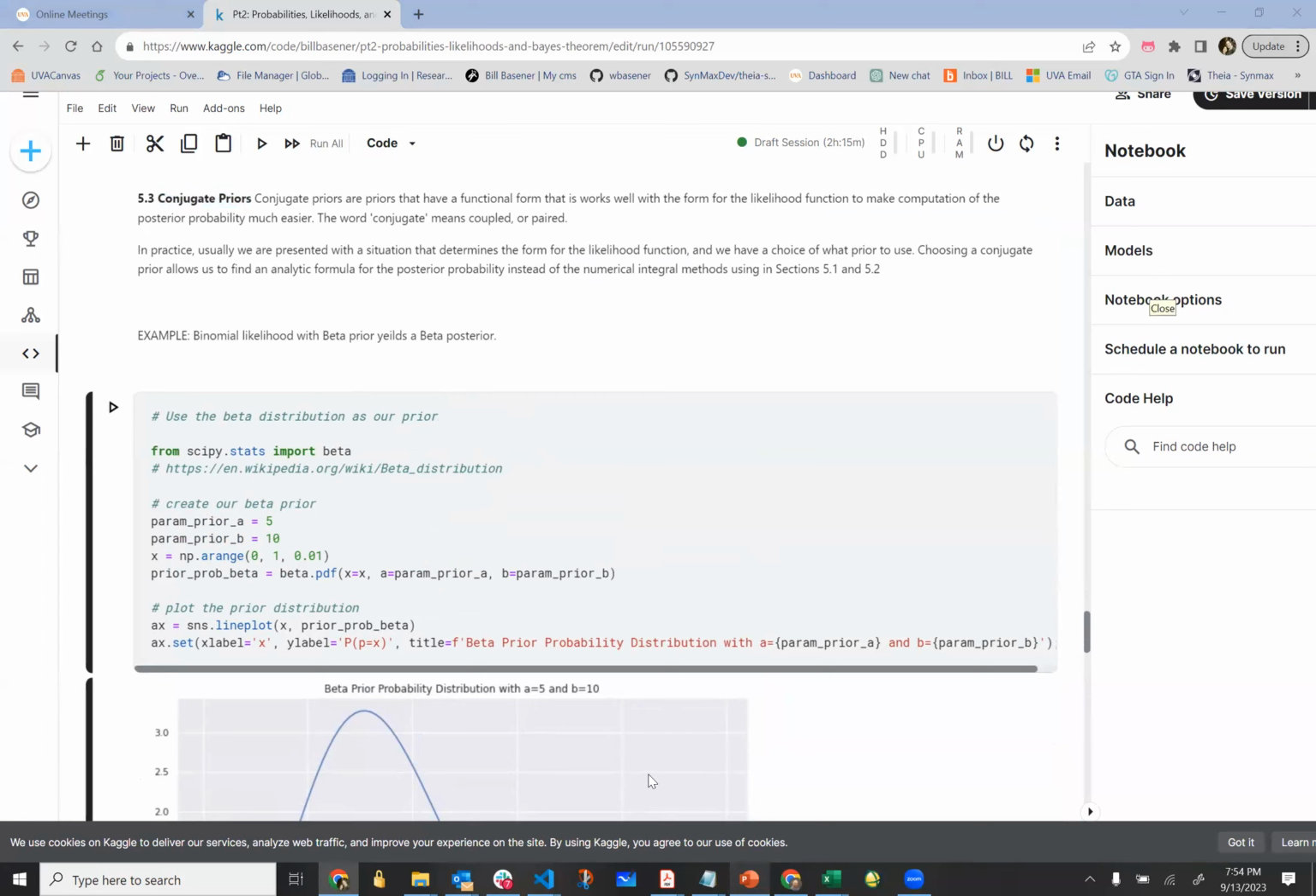Haley asks, does that also mean it can bias your results? Meaning, can the prior bias your results? Yeah.